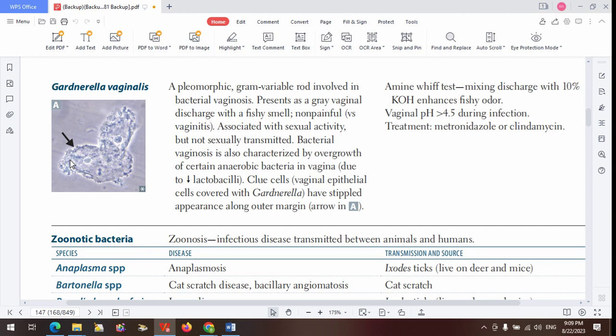So the clue cells, the whiff test, which is mixing with 10% KOH with exacerbation of fishy odor, and the vaginal pH more than 4.5. It is only in candidiasis that the vaginal pH is less than 4.5. In trichomonas and in bacterial vaginosis, it should be more than 4.5. But in Candida, it is less than 4.5. So Candida is the one that maintains the normal vaginal pH. We're going to talk about those later.